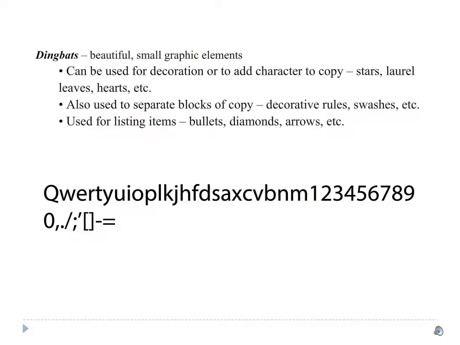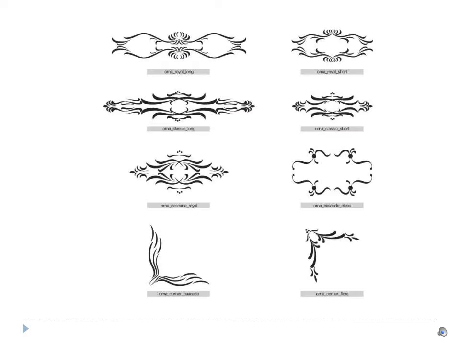We will now look at a variety of elements that can be used to enhance layout and design. The first are dingbats. Dingbats are beautiful small graphic elements that can be used for decoration or to add character to copy, such as stars, laurel leaves, hearts, etc. They can also be used to separate blocks of copy with decorative rules, swashes, etc. We also often find them used for listing items such as with designs such as bullets, diamonds, arrows, etc.